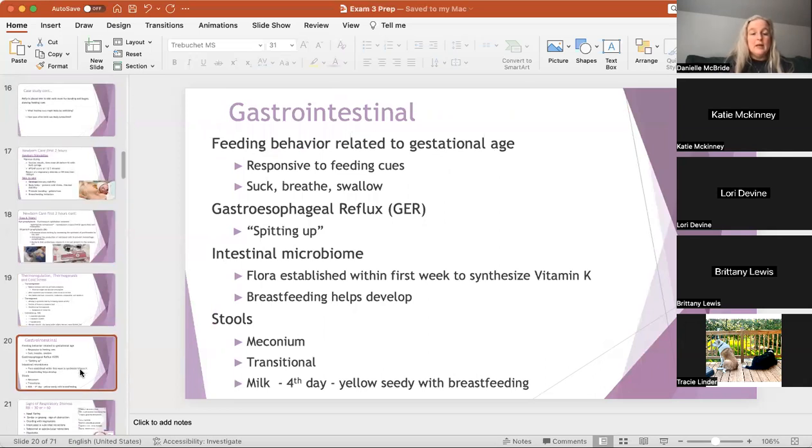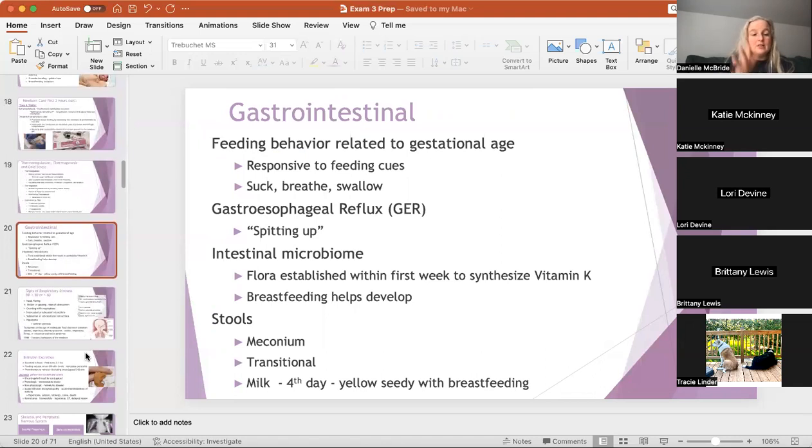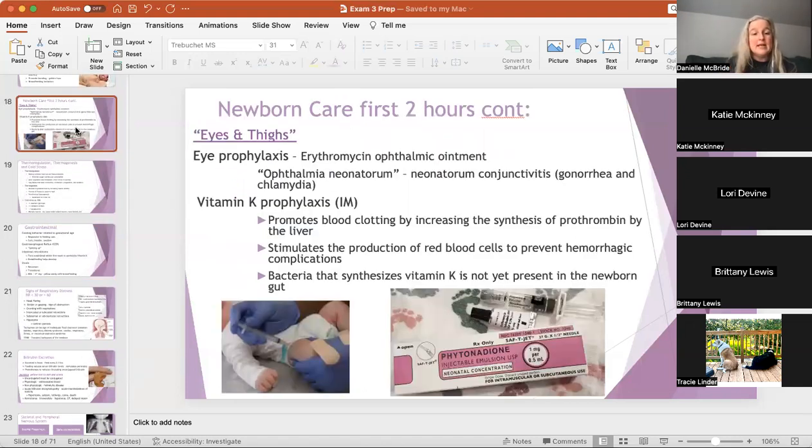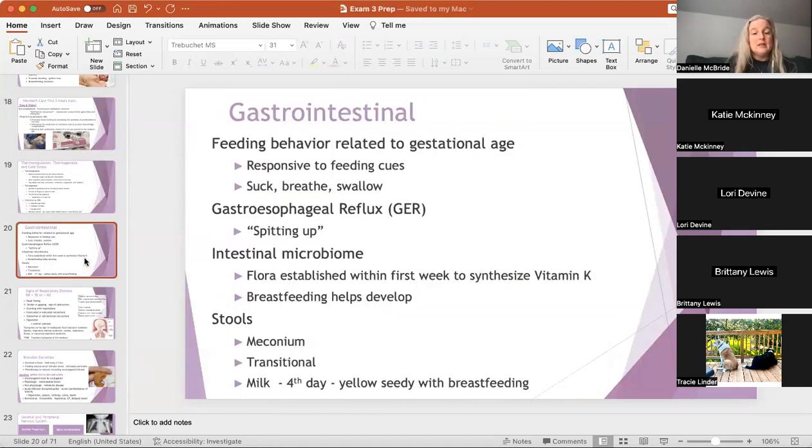Next topic is when we're thinking, now we're going to start thinking about what we're assessing for our baby. So we got our baby, we did our eyes and thighs, and now we're assessing and thinking about our different organ systems. Okay. So when we think about gastrointestinal, we are, again, considering vitamin K because the newborn gut is sterile and it's not synthesizing vitamin K yet.